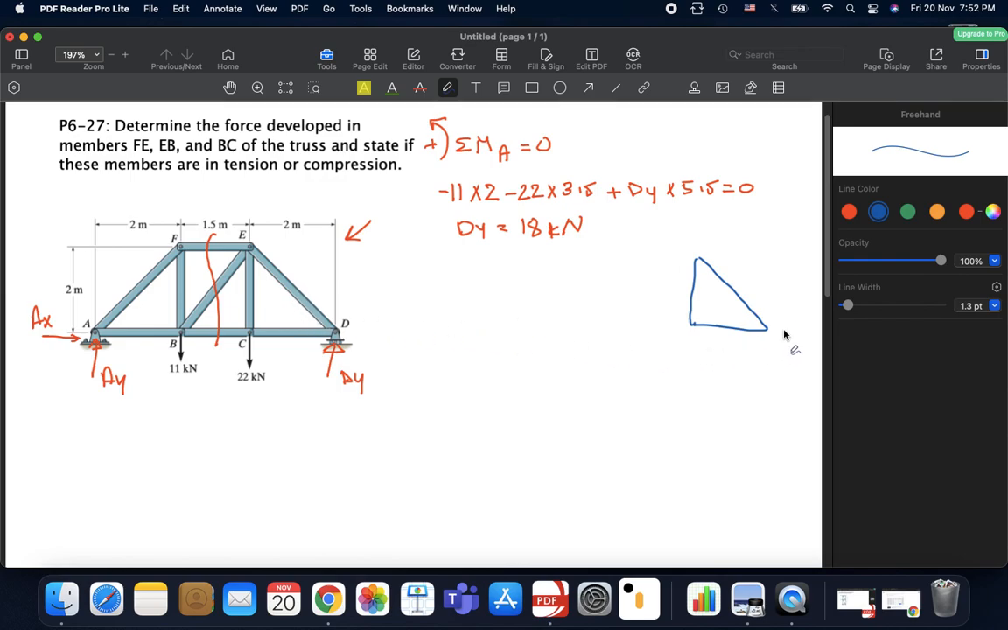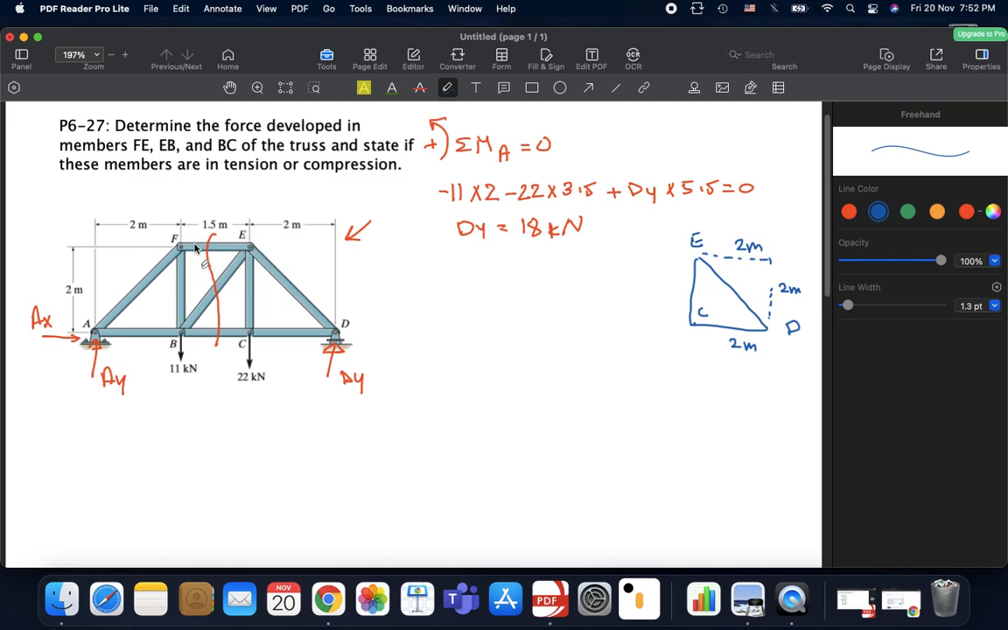Now here we have D. Here we have E, and then C, right? The distance is here, just for distances. This is 2 meters, and this one is 2 meters as well. So this is 2 meters. Now, the height is 2 meters for sure.